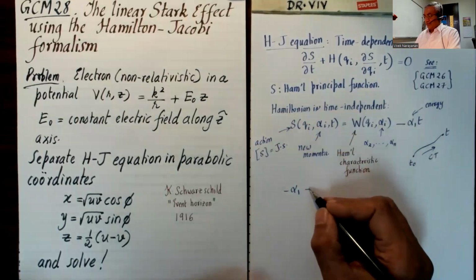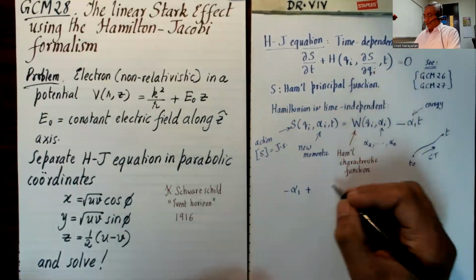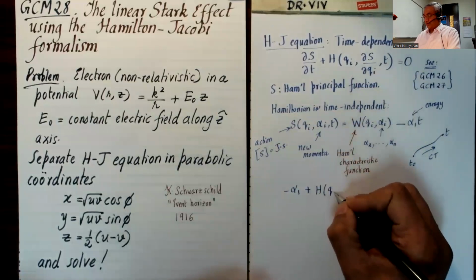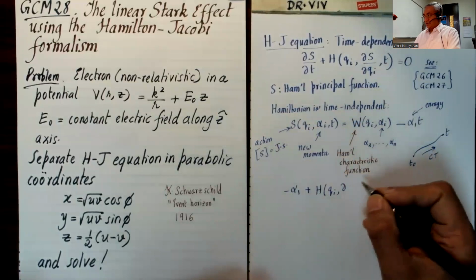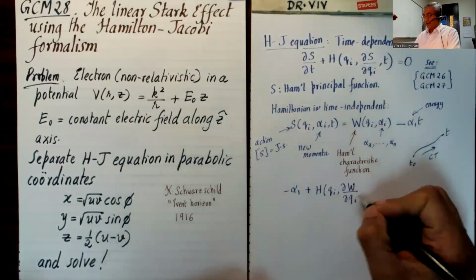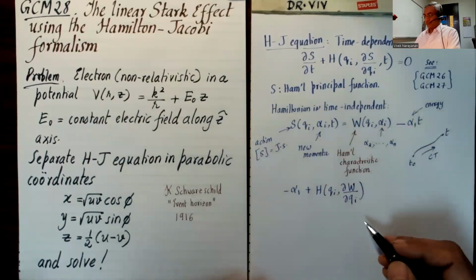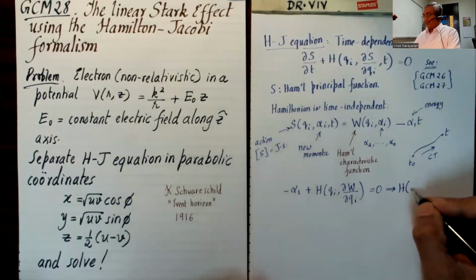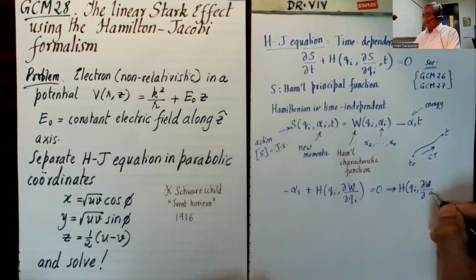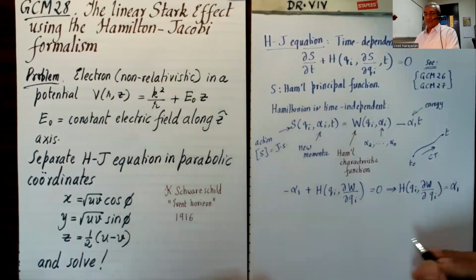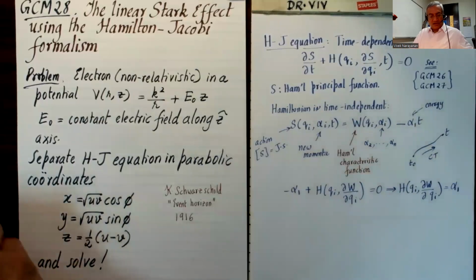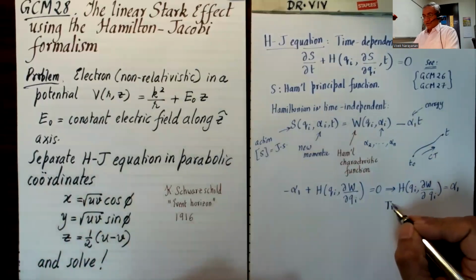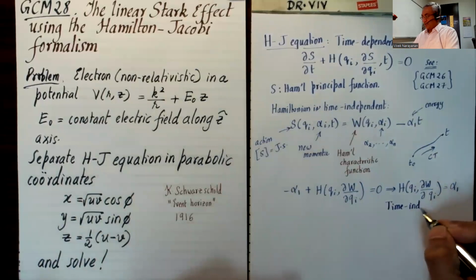And the units of S are always joule seconds. So alpha 1 plus the H, this time depending on Qi, del W over del Qi, because now only the W's have Qi's in them but no time, is equal to 0. So this immediately tells us that H of Qi, del W by del Qi, is equal to alpha 1, which is a constant. So this is known as the time independent Hamilton-Jacobi equation.